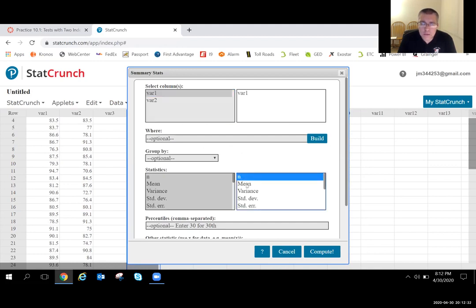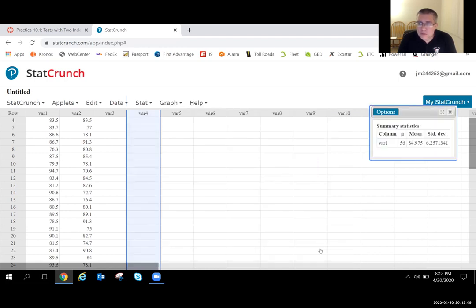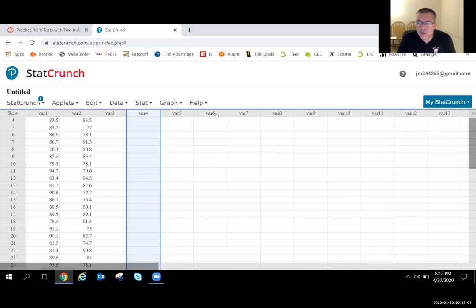You want the mean. Okay, you want the standard deviation. There you go. And then compute. Okay, and that will give you the first one. I wonder if you could do this. You might be able to do it for both. Try doing that again and then run it for both var1 and var2.